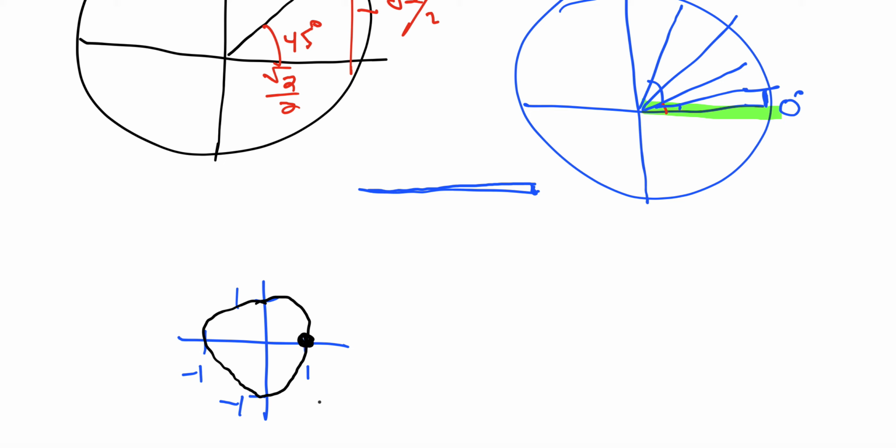All right, so what is that coordinate, right there? 1, 0. This is your x, and this is your y, and your sine is your y coordinate. So what is the sine of 0 degrees? 0. What is the cosine of 0 degrees? 1. Good, because the cosine of 0 degrees is 1.